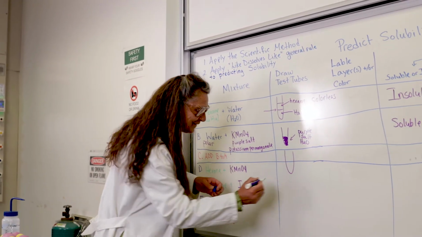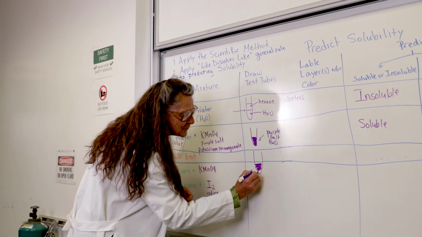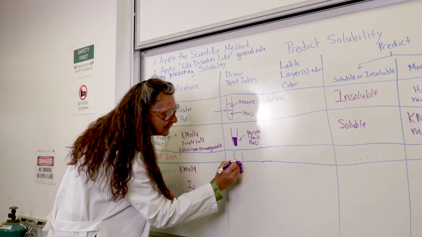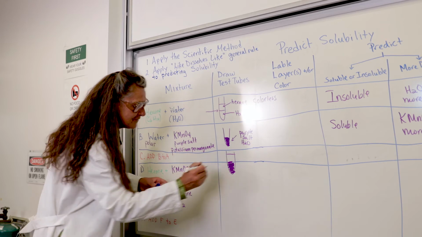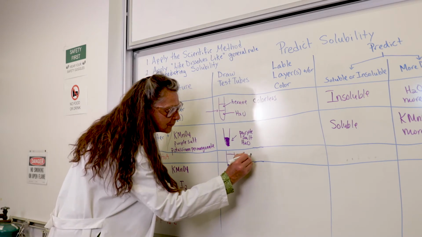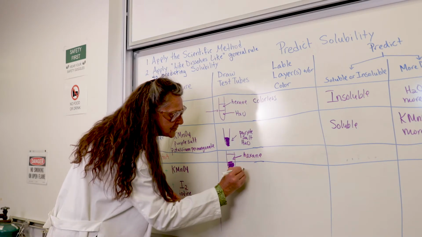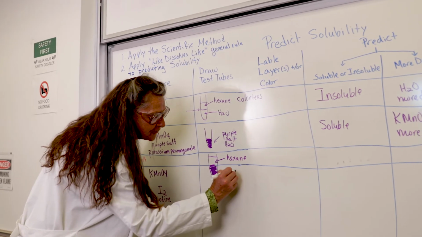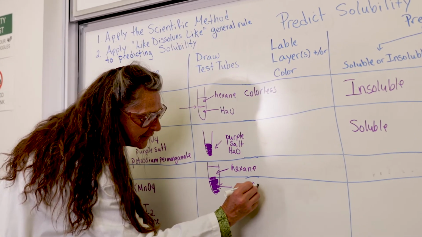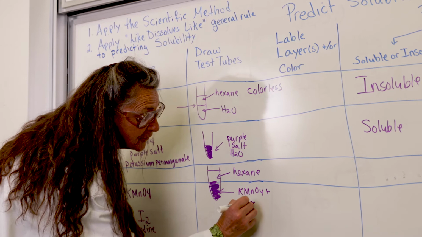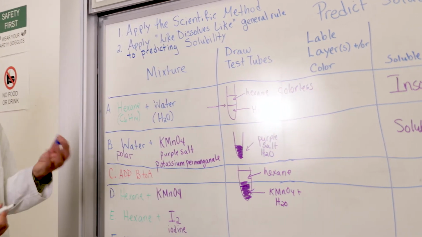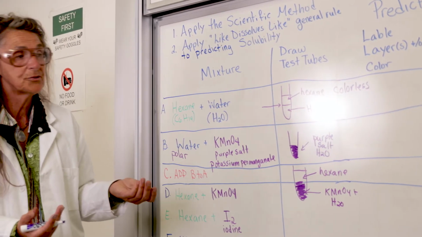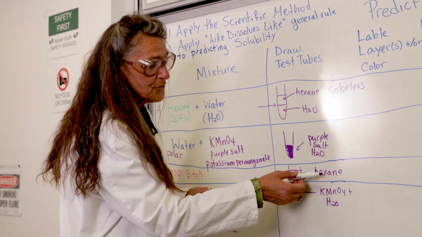So again, if we drew this test tube for this one, sorry, I'm running out of room here. The aqueous purple, and then you have the hexane on top. So this is hexane. And this is the purple salt, potassium permanganate plus water, right? So how many layers did you get? You got 2.